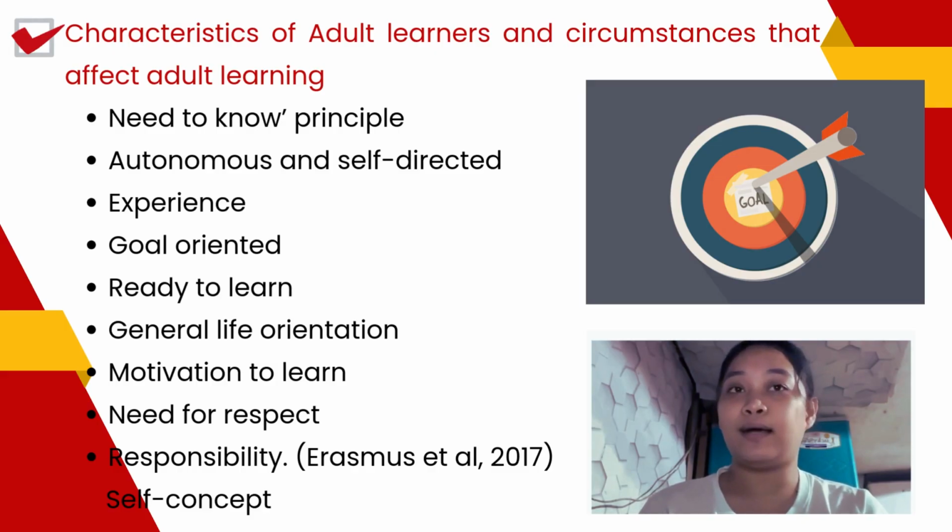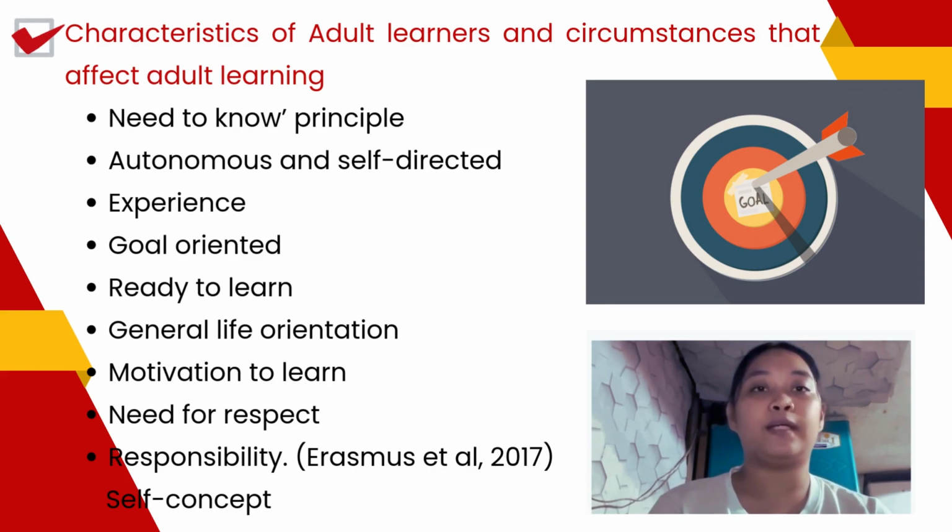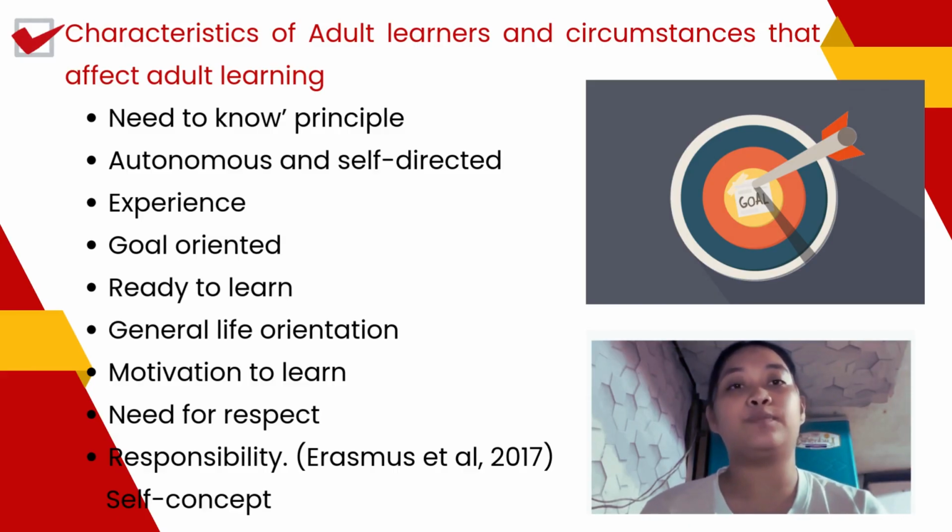So these are the characteristics. Number one is the need to know principle. Number two is autonomous and self-directed. Three, experience. Four, goal-oriented. Five, ready to learn. And six, general life orientation. Seven, motivation to learn. Eight, need for respect. And nine, responsibility or self-concept.